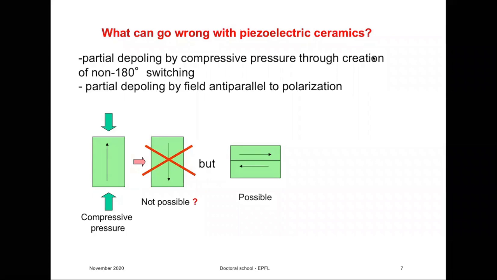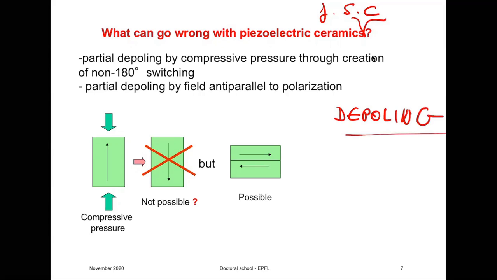What I would like to discuss next is some things that can go wrong with piezoelectric ceramics and also single crystals, which are ferroelectric. So we really should add here ferroelectric single crystals. Now, these are problems that will not happen with pyroelectric and piezoelectric single crystals, non-ferroelectric piezoelectrics, because they cannot be depoled. So we are discussing the problem of depolarization or depoling of piezoelectric materials.